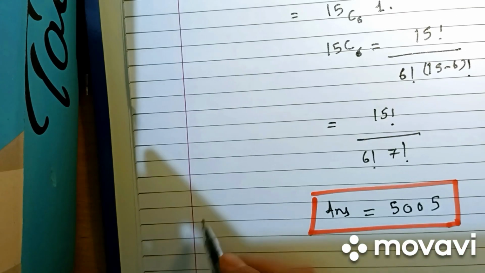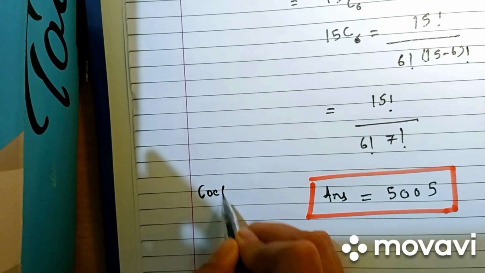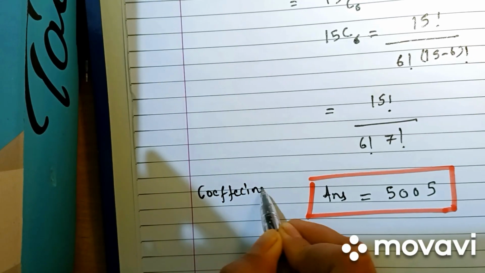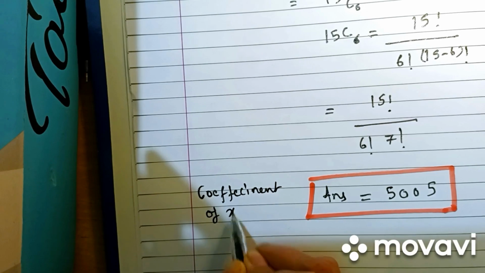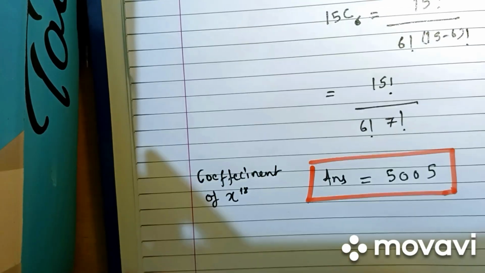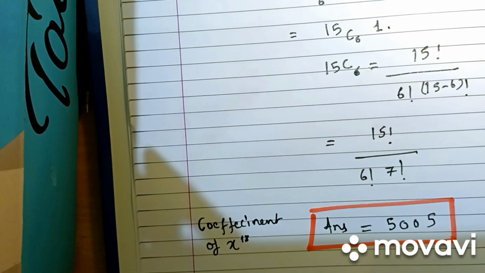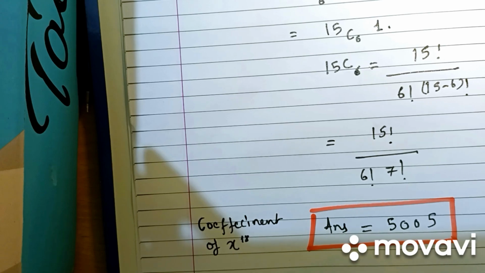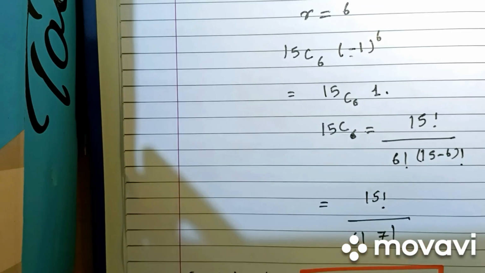Which gives the coefficient of x raised to 18. We just have to memorize the general formula for the rth term of a binomial expansion and we can calculate it easily.